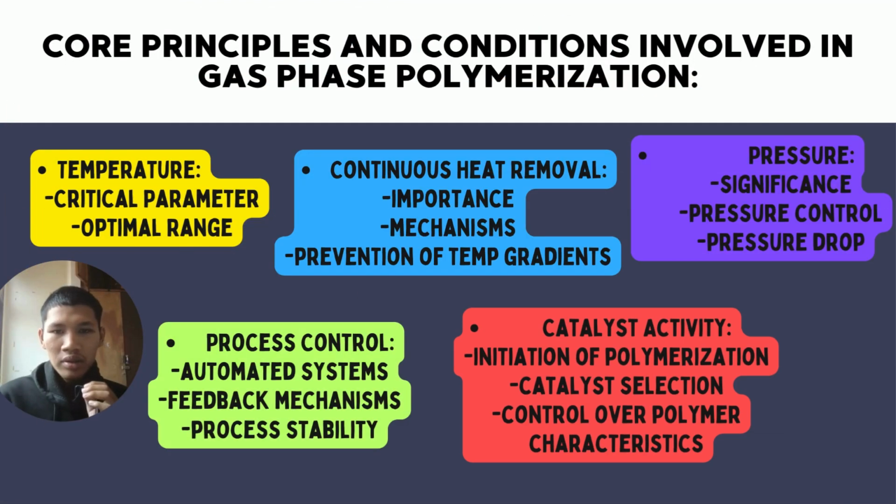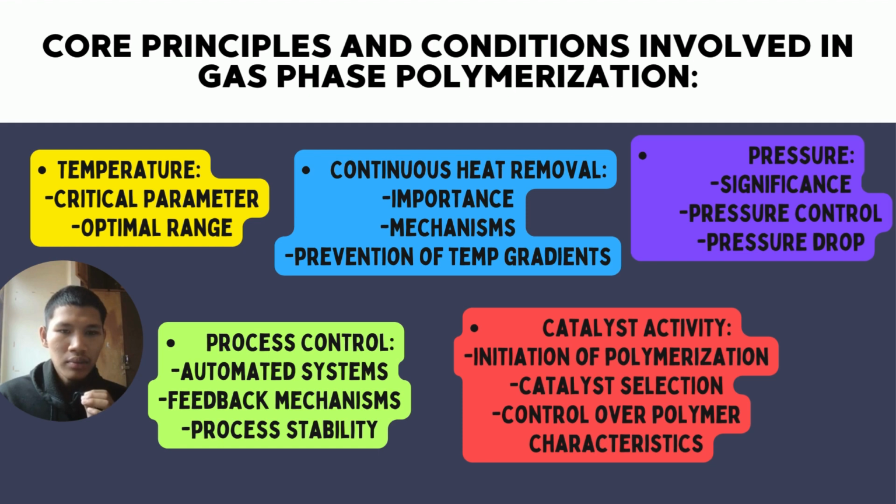Let's go to the core principles and conditions involved in gas phase polymerization. First is temperature. This is the critical parameter, with an optimal range. Second is continuous heat removal. Its importance involves the mechanism and prevention of temperature gradients.